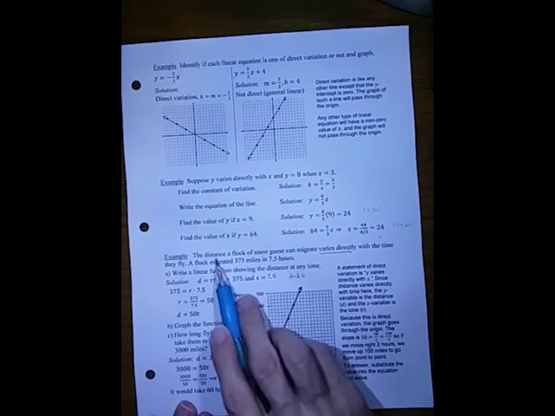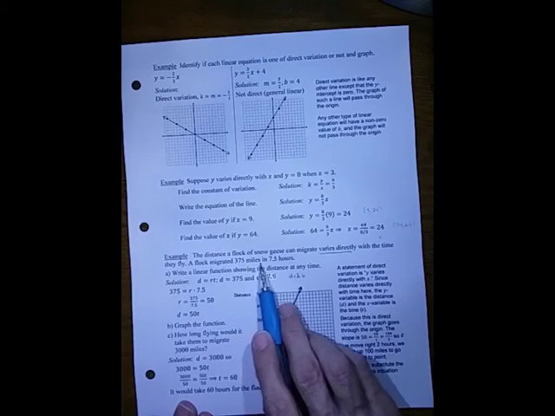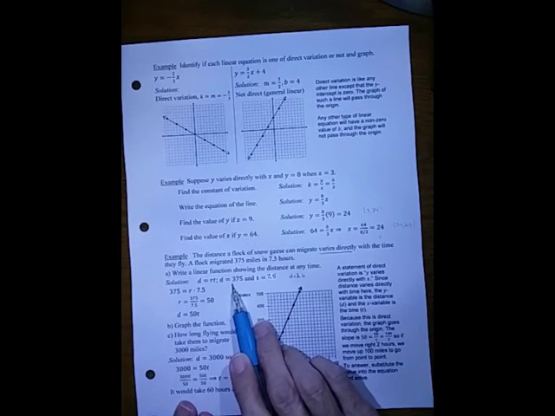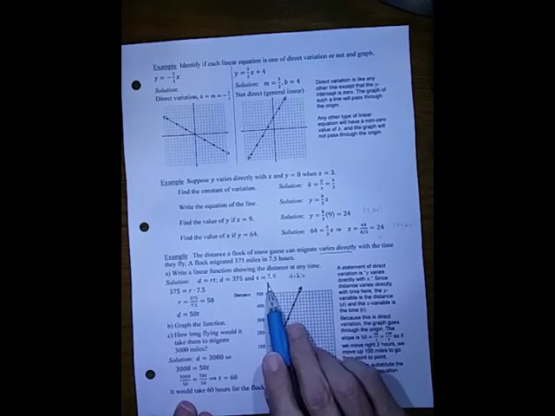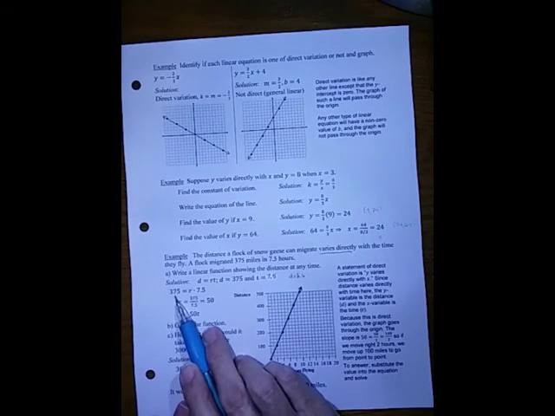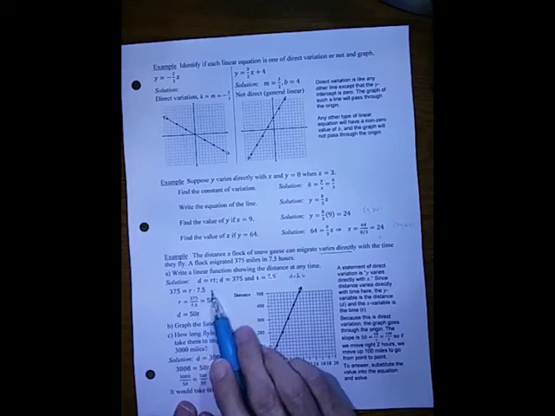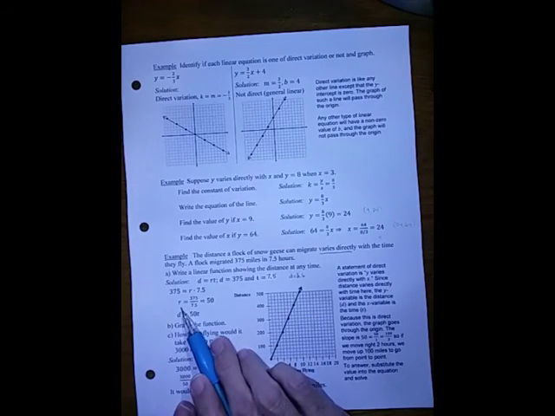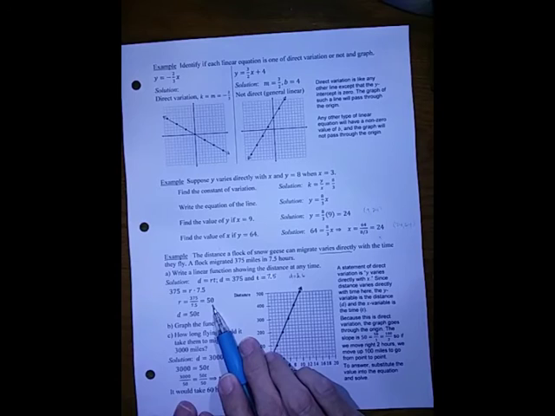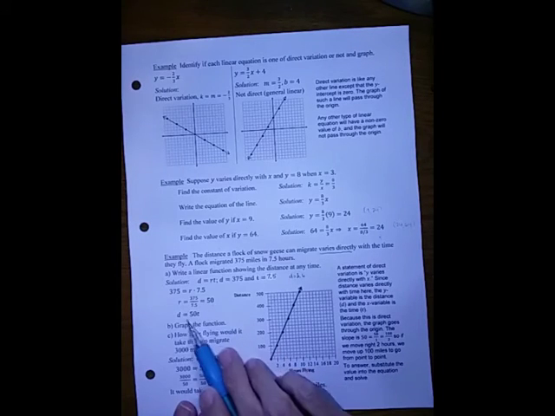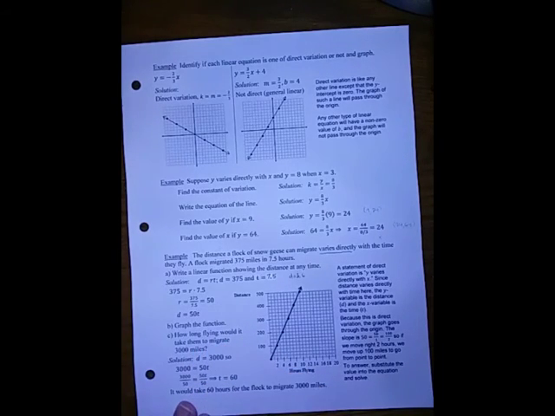From this, since the distance is the y variable, 375 miles, that's our d, that's our y variable, and then the hours, the time, is the x variable. So we have 375, the distance, is the rate, times the time, and if we solve for the rate, we get 50, meaning that they were going 50 miles an hour, and the distance is equal to 50 times t.